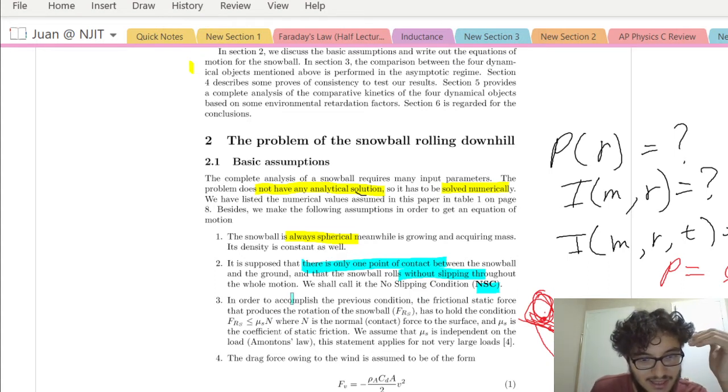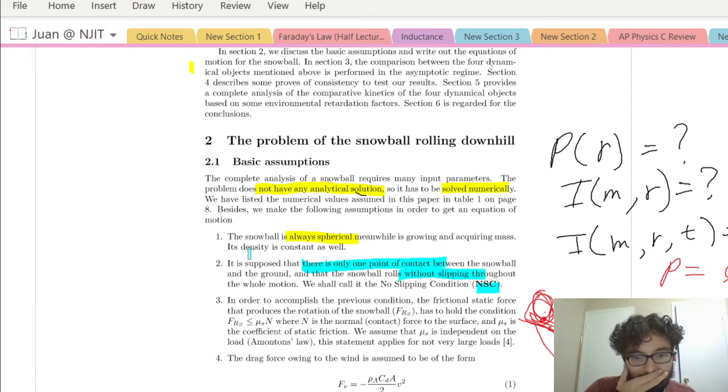The third condition is that, in order to accomplish the previous condition, the no slipping condition, the static friction force that produces the rotation of the snowball has to be less than or equal to the friction coefficient times the normal force. I mean, this is not really a condition, it's just a given. This is known. This is always the case. There's no way, nowhere in the universe, that the maximum static friction force will not be mu s times the normal force. It's just the way it is.